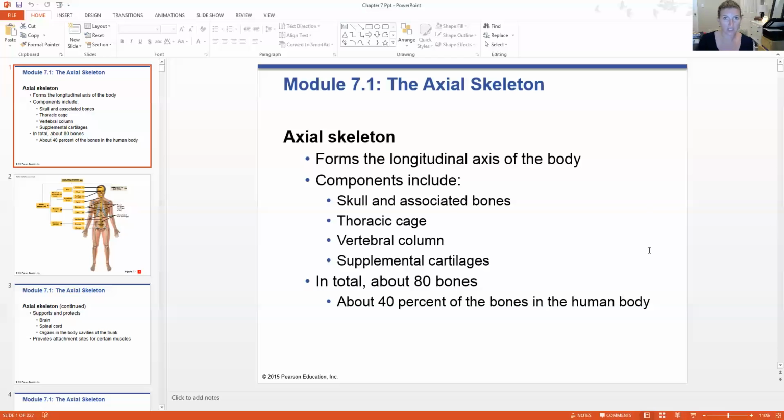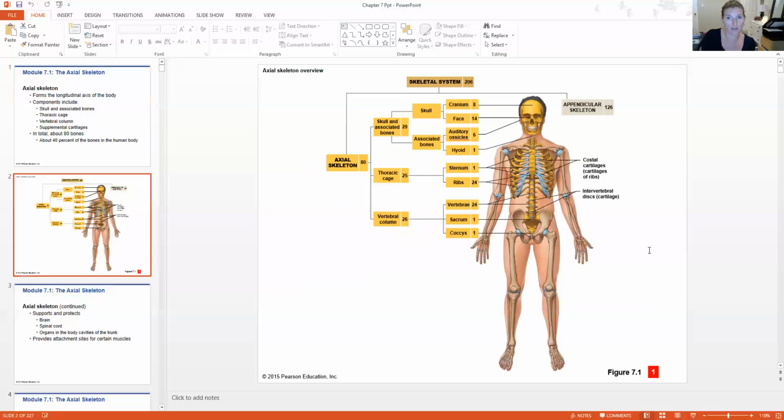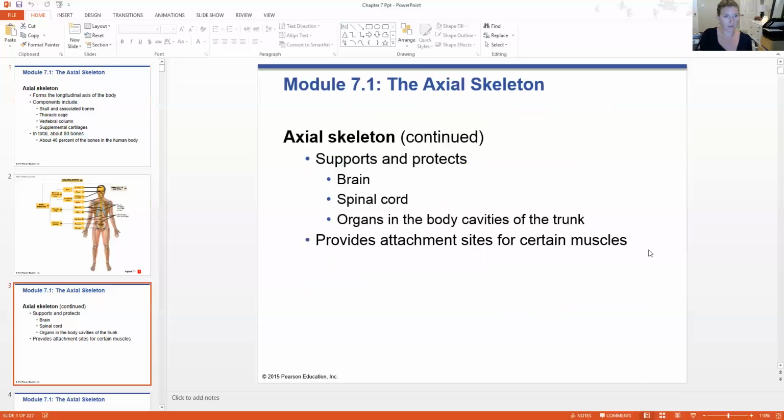We have the axial skeleton and the appendicular skeleton. The axial skeleton is the longitudinal axis. This is our major head, neck, trunk, abdomen, thorax, skull-associated bones, vertebral column. About 40% of the bones in our body are in this area. There they are, listed for you.